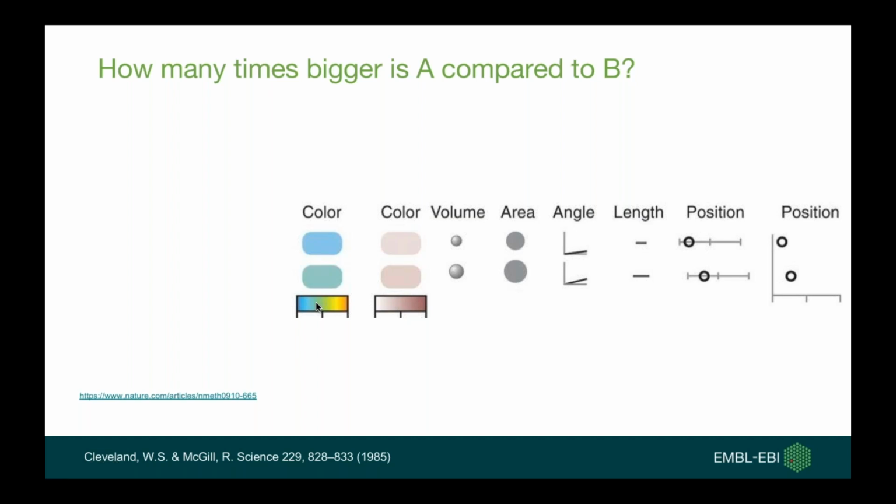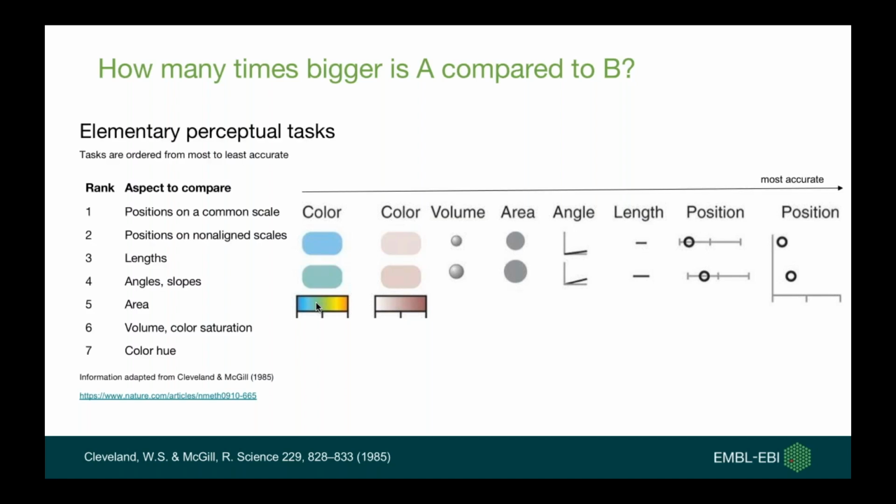So what Cleveland and McGill did is they gave people these different encodings of this question, and they measured how accurate people were in their answers. And they found out that when you use a position on a common scale, people are much more accurate in their judgments. And as you move along, if you shift the scale or use length, angle, and area, people become less accurate. This is known as the ordering of the perceptual tasks.